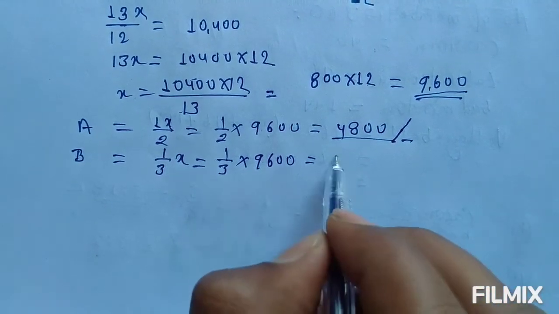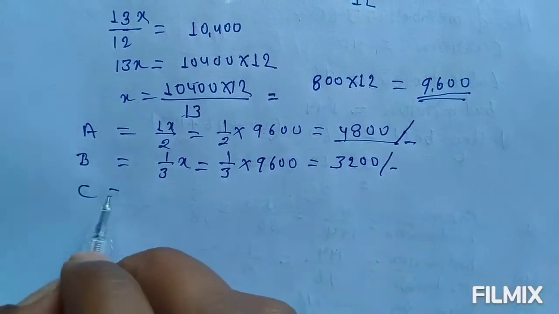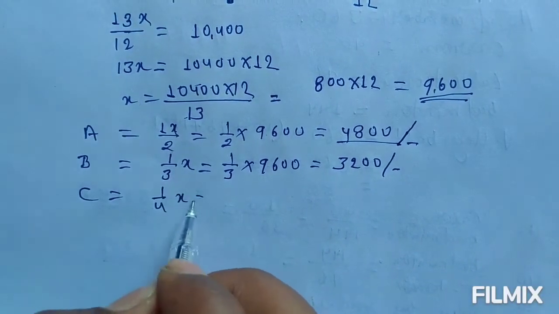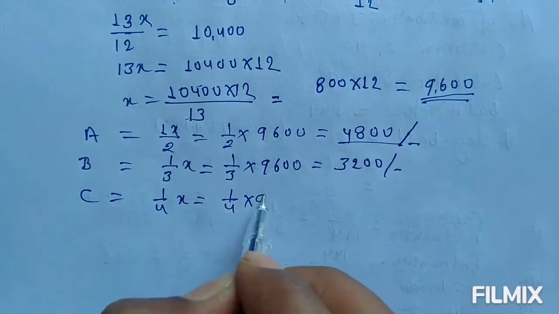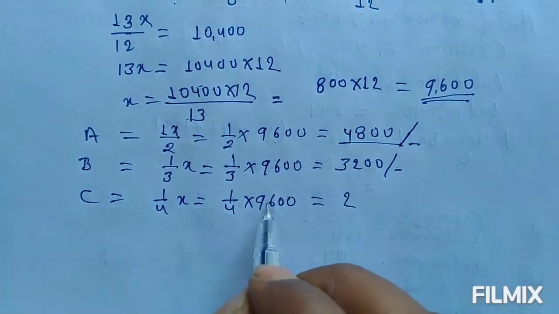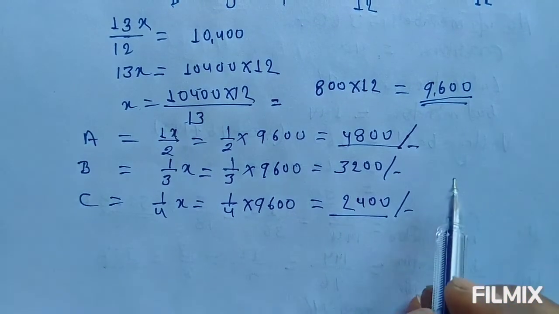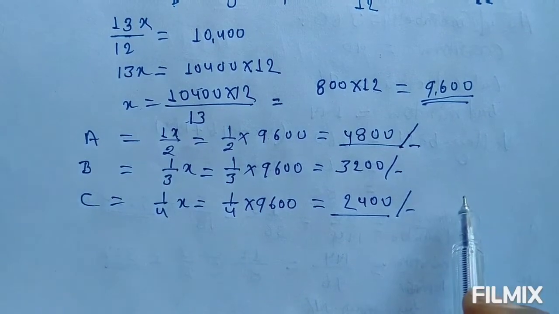This will be 3 threes are 9, 3 twos are 6, means 3,200. Part of C, 1/4x equals 1/4 into 9,600, equal to 4 twos are 8 and 4 fours are 16, 2,400. This is the complete answer of question number 4.